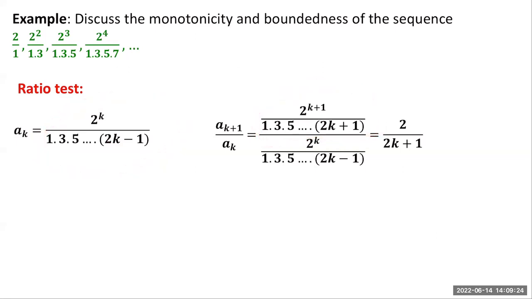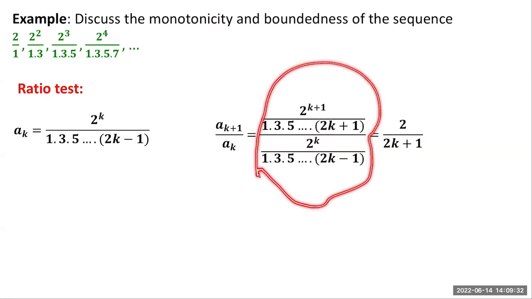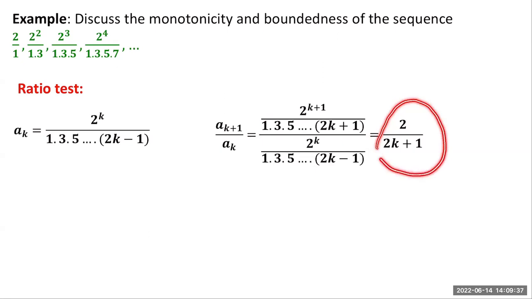Okay, and then of course a_k should be in the bottom. This is your a_k. And then you need to do the reciprocal rule to simplify this one. If you do the reciprocal rule here, you are going to come up with this expression, 2 divided by 2k plus 1. Clearly, this is strictly less than 1. Would you agree with me?